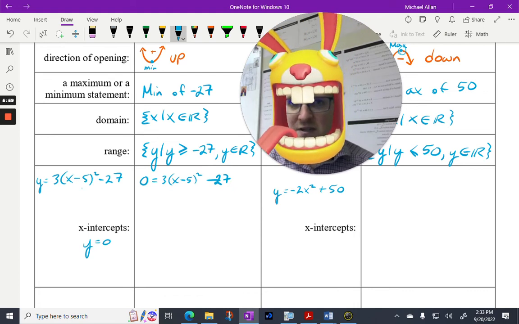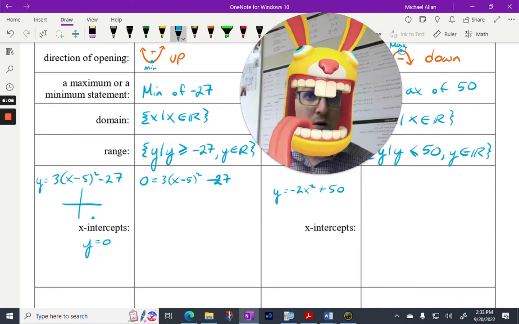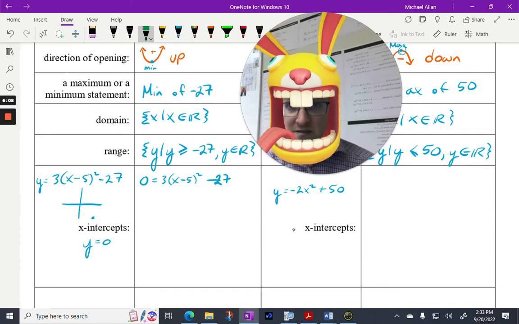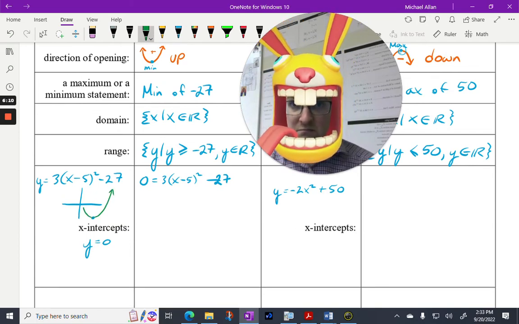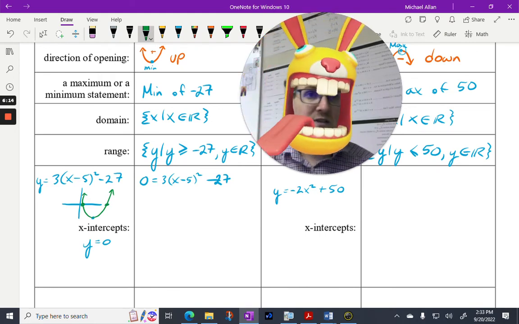So I'm going to just put a little sketch right here. My vertex is 5, negative 27, so somewhere down in quadrant 4. And it's opening upwards. So it looks like it's going to cross twice. So it looks like I'm looking for 2 answers.